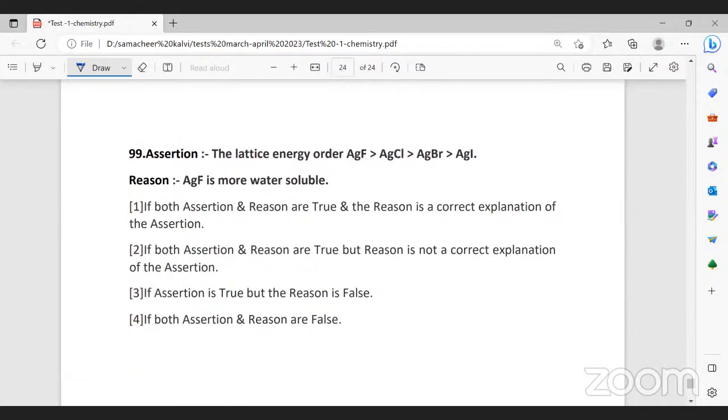The lattice energy order, AgF greater than AgCl greater than AgBr greater than AgI. Reason, AgF is more soluble. Both assertion and reason are true, and the reason is the correct explanation of the assertion. Both assertion and reason are true, but reason is not correct. Assertion is true, but the reason is false. This is not the right reason. AgF is not more soluble in water. So therefore, the answer for this question is option 3.